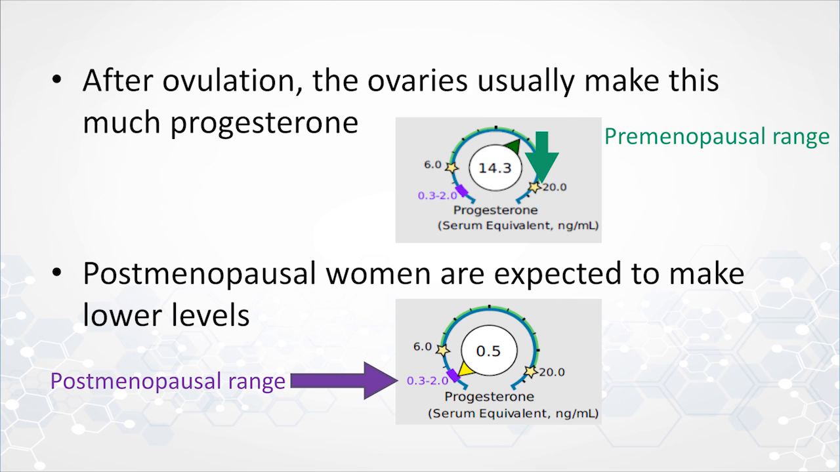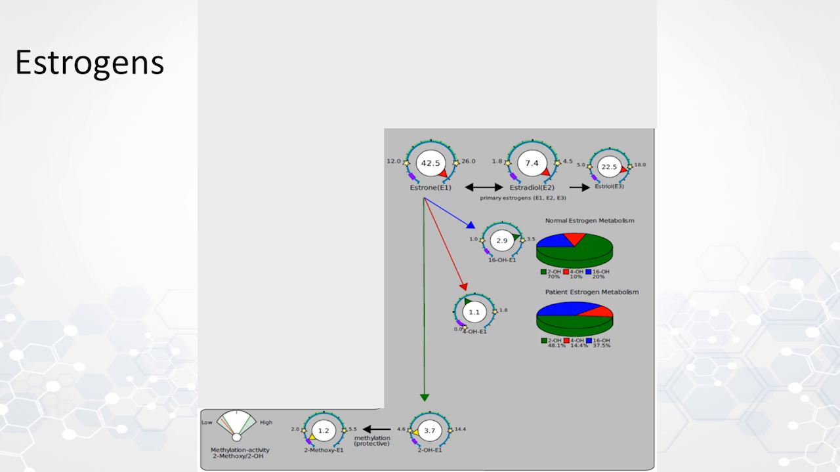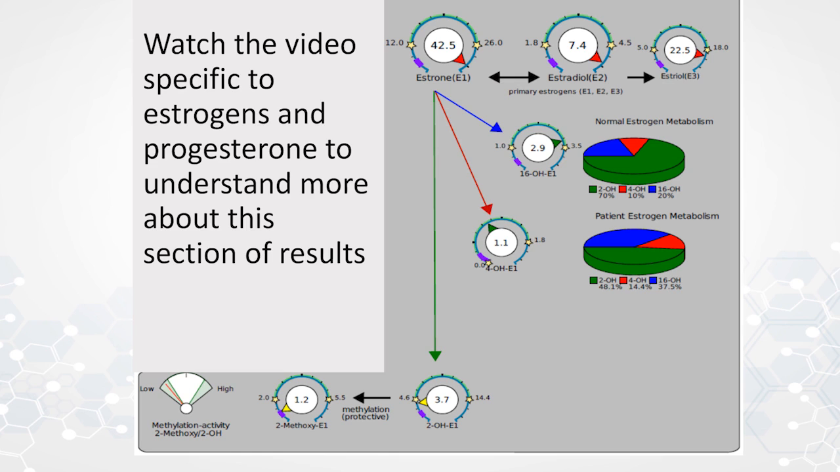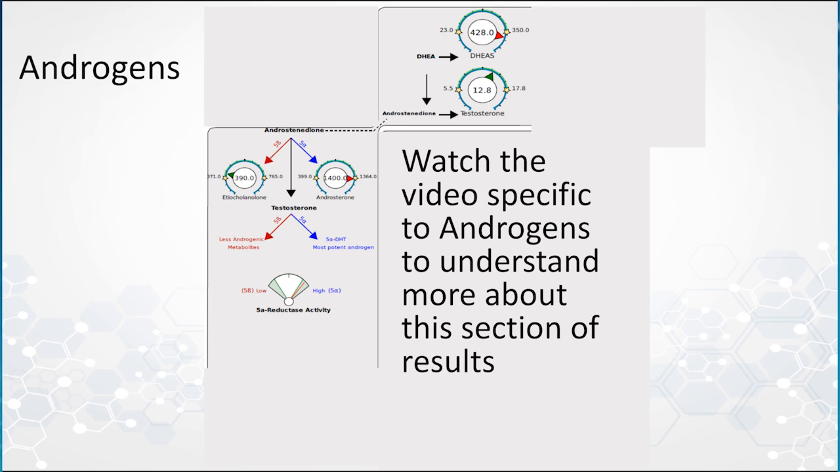So as you move to the estrogen metabolites, you can see a pretty extensive look at the estrogen metabolites. The first thing we want to look at is the overall levels of those estrogens, and then we can also see the metabolism of estrogen. And you can see subsequent videos that should be available for a more detailed breakdown of how to interpret those results appropriately. So as we look at the androgens, we can look at DHEA and testosterone.